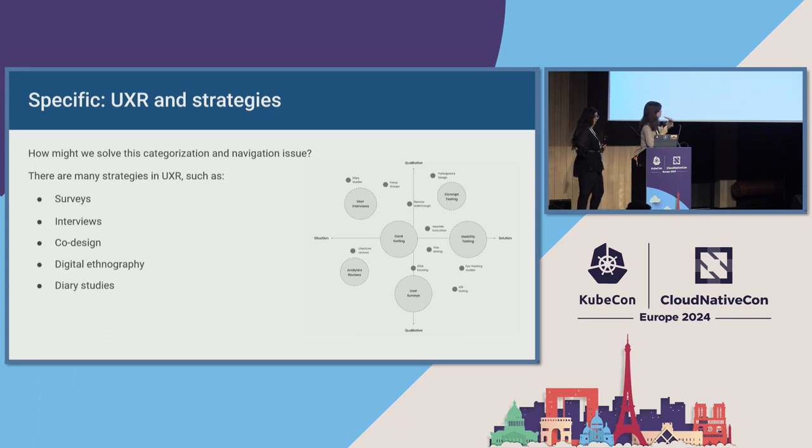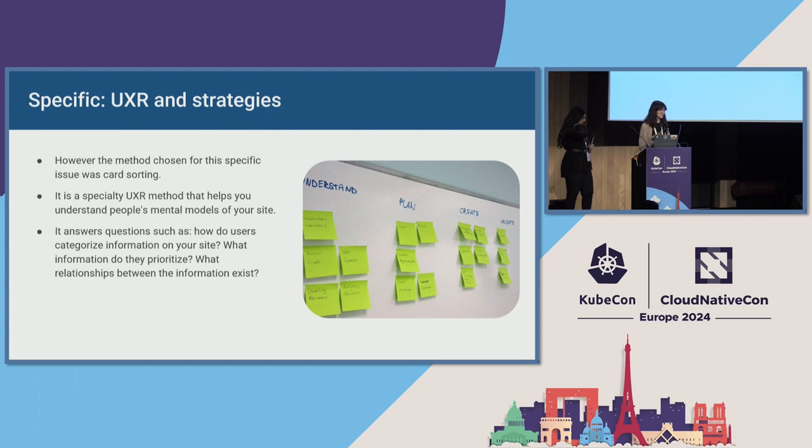So there's a couple of research strategies within UX design, some of which you may have heard of or done yourself. There's things like surveys and interviews, but there's also more specific ones like co-design, where you're designing with your end users, or you're doing digital ethnography, which comes out of anthropology, and it can be thought of as noting people's behaviors, say on online forums, for example. You can also do things like diary studies where you ask a user to maybe interact with your design and write down their own notes on how they feel during the interaction and analyze that. But luckily, there is a specific UX research strategy that is meant for information architecture.